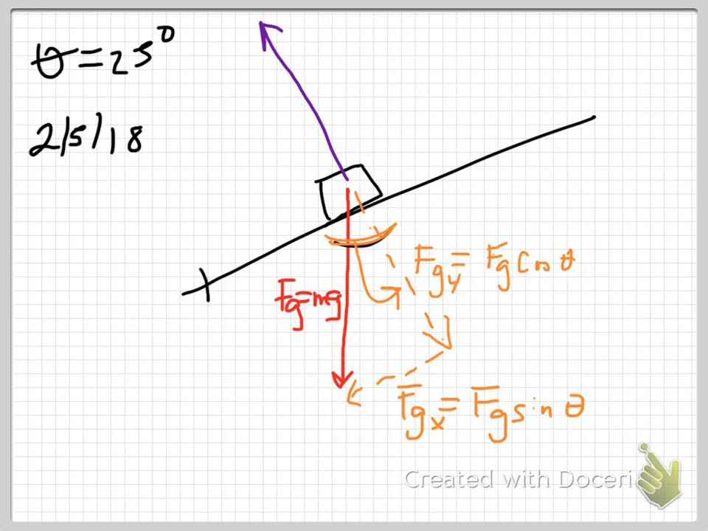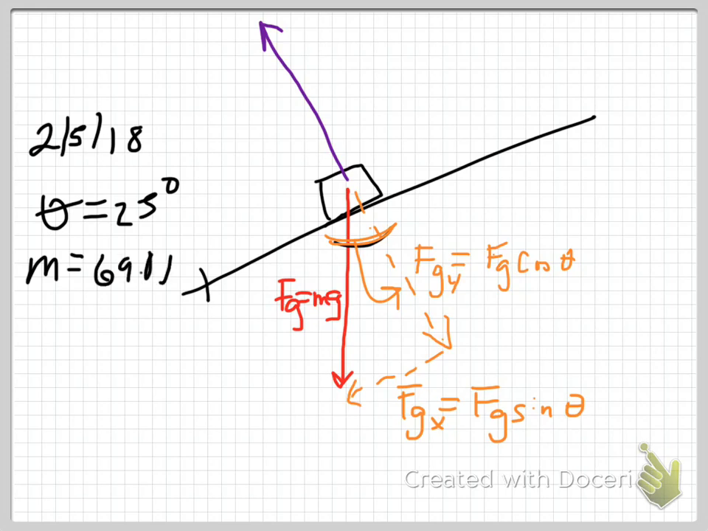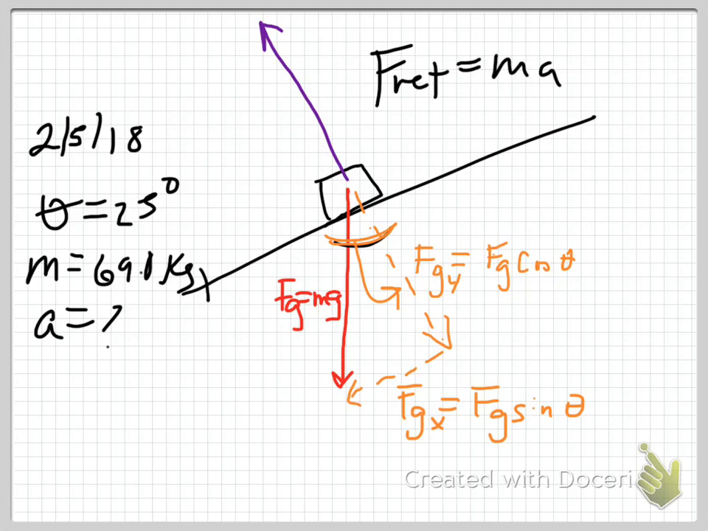Okay. So we know that mass, we've got theta listed. I'm going to list mass, 69.0 kg. We want acceleration. And we know that what is equal to acceleration? It's not a trick question. F net, right? Not just the force, but the net force. So net force equals mass times acceleration.